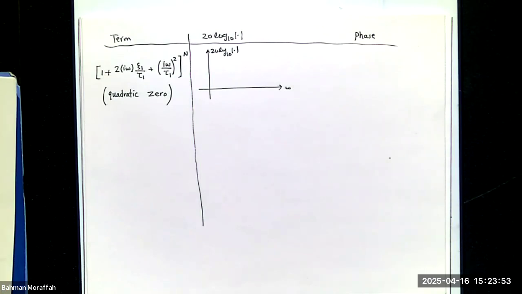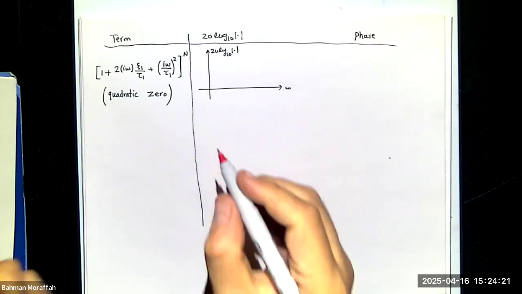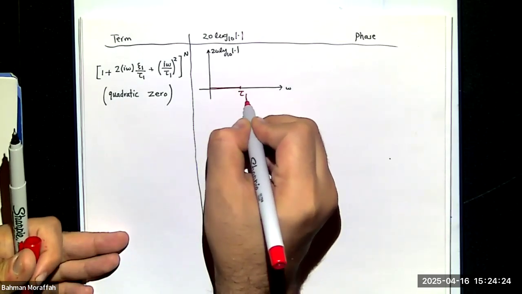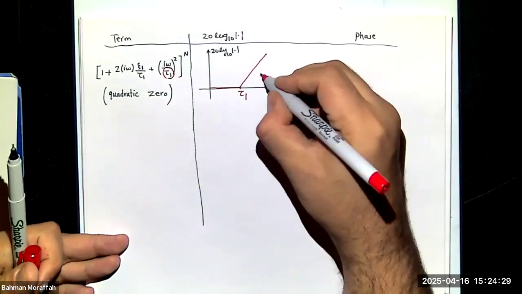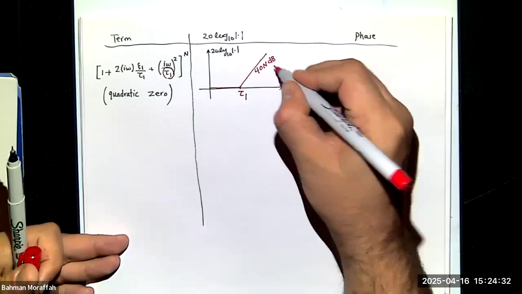But remember, if I had a simple zero, it was going up by 20. But this quadratic zero is basically 2 of those zeros multiplied by each other. Right? So what should I expect to get as my slope? It's 2 of those. So the slope should be multiplied by 2. Right? So I'm going to have a breakpoint at this tau 1, which is exactly this point that I have over here. And it goes up by 40 times N dB.